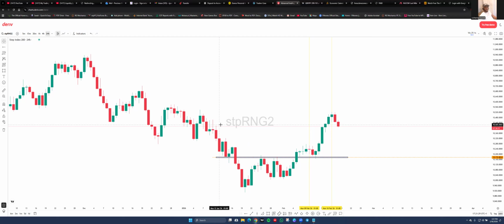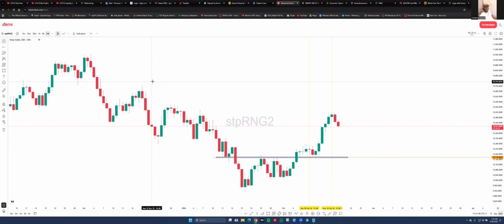So this is Step 200 Index. Now we are backtesting for last week. This week has not yet played out well. I don't know why my tongue is twisted. But yeah, this week has not yet played out well. But let's go through what happened last week.